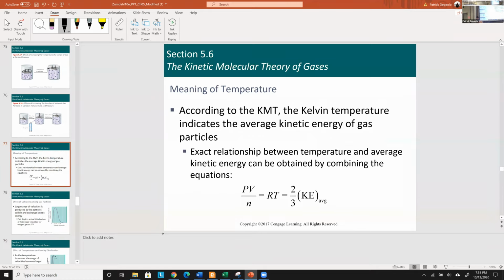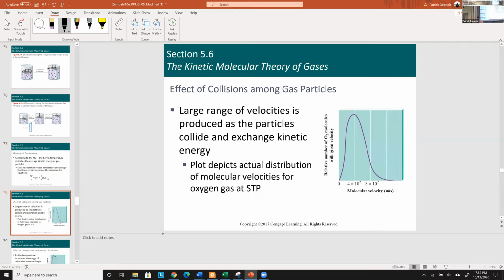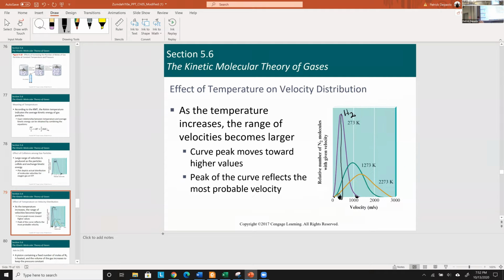Okay, so the meaning of temperature. The Kelvin temperature, we know this, is the average kinetic energy of the particles, and we don't really have to worry about this equation. Here's a normal distribution of oxygen velocity at STP. You can see that most of the molecules are in this range of velocities, but there are some that are really fast and some that are really slow. Sometimes those are on the edge of the container, maybe in the middle, but it's always a distribution. It's not that every gas molecule is moving at the same speed. It's always an average.